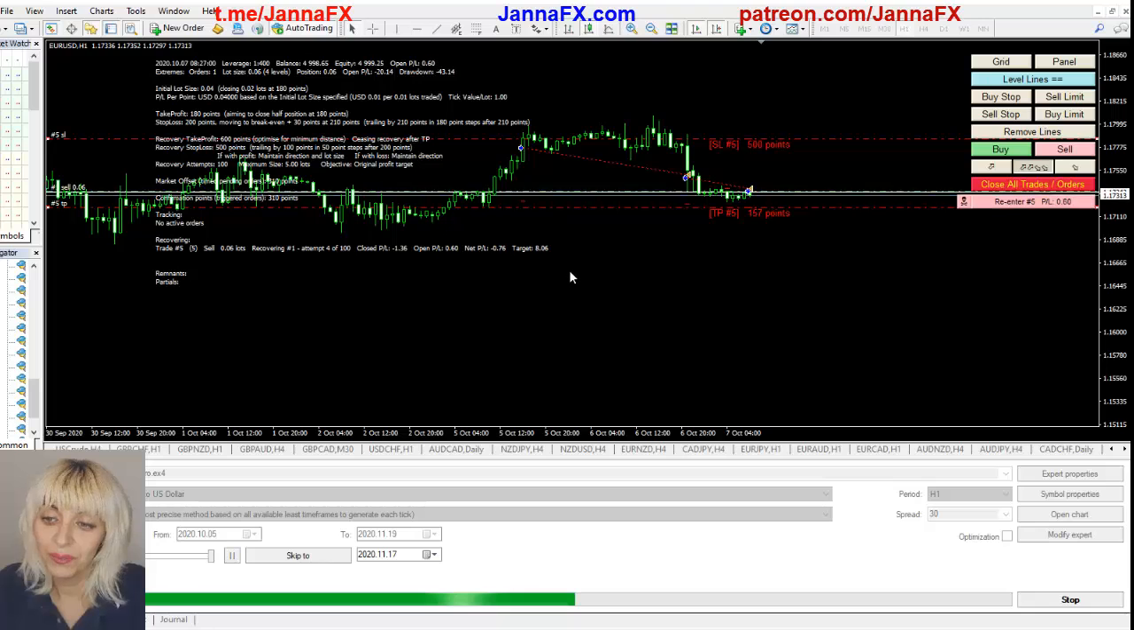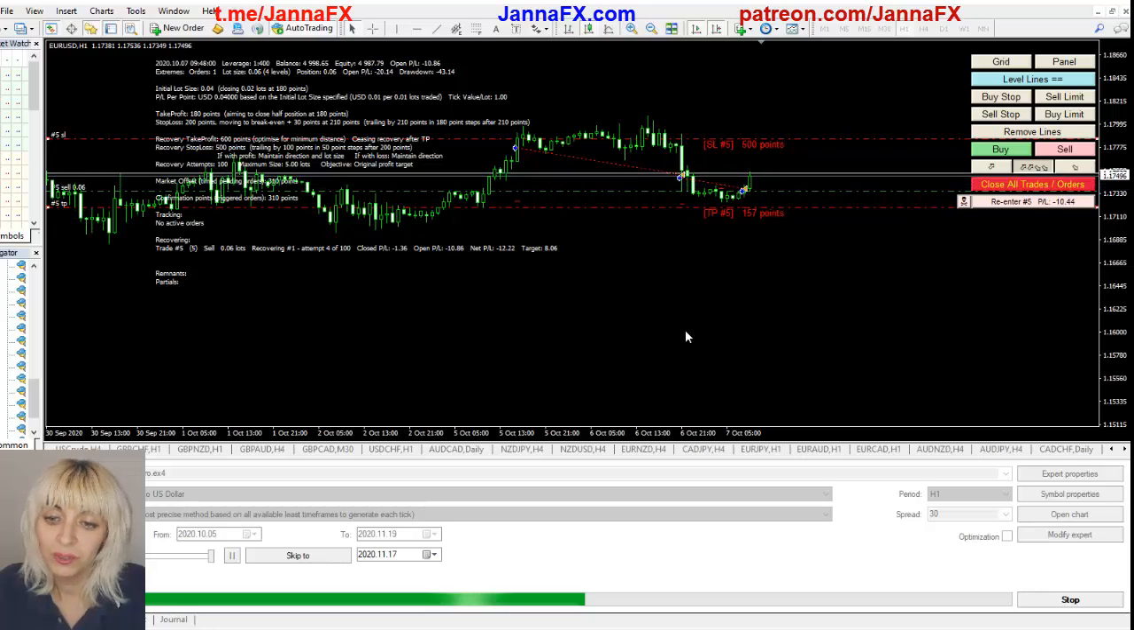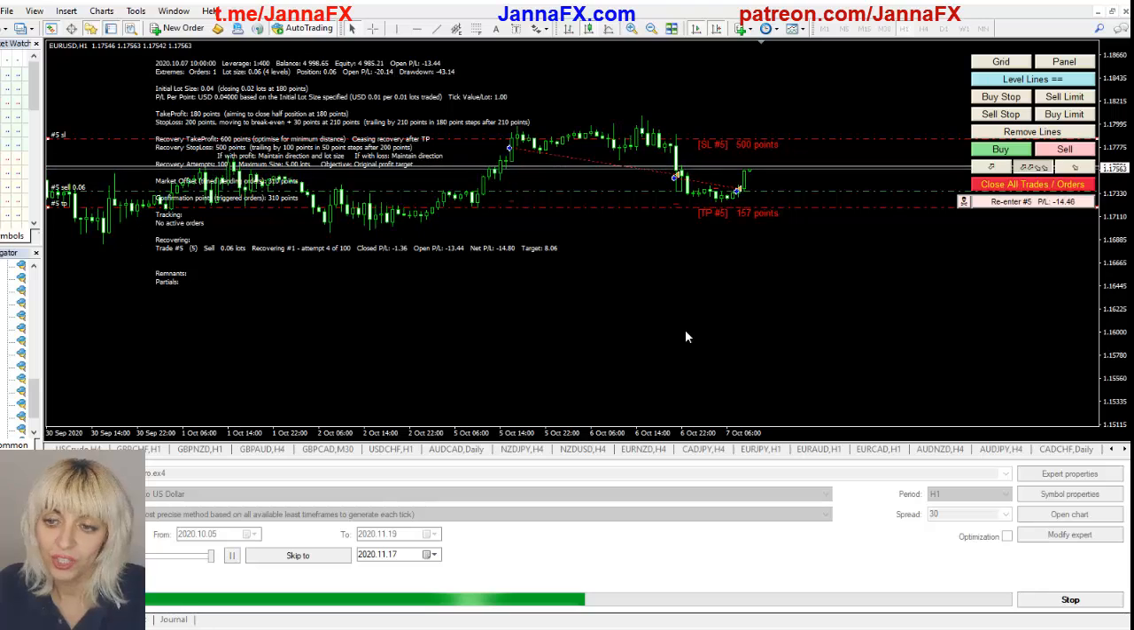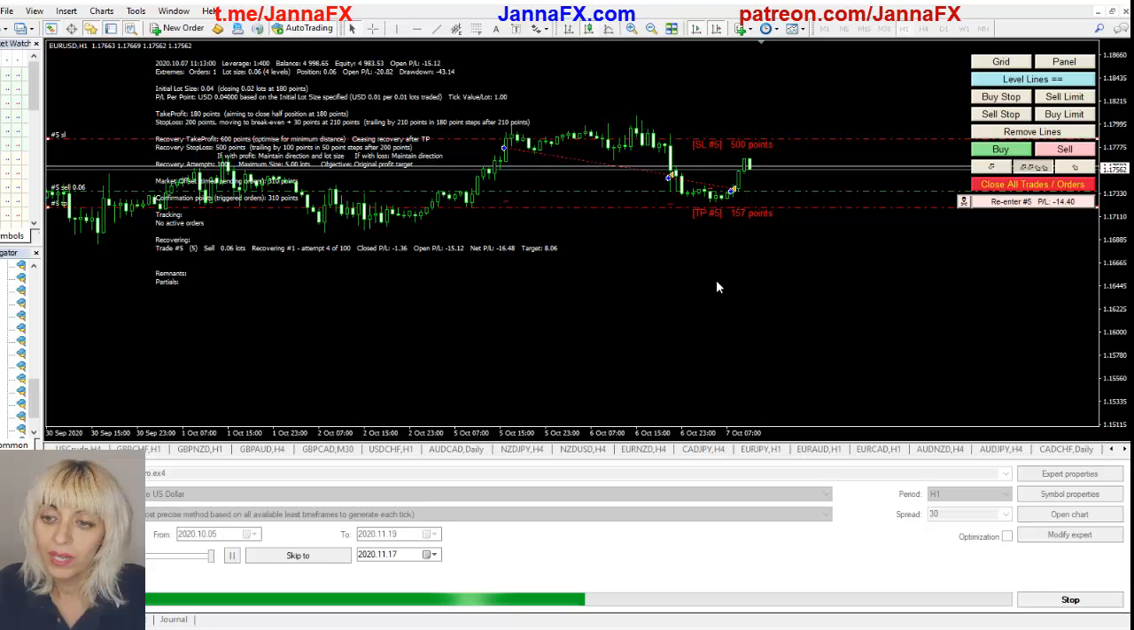It's closed by the trailing stop again. But you see, it's still the sell, because the trailing opens in the same direction. We haven't changed it. Now you see it's trying to go back. The lot size is still only 0.06.